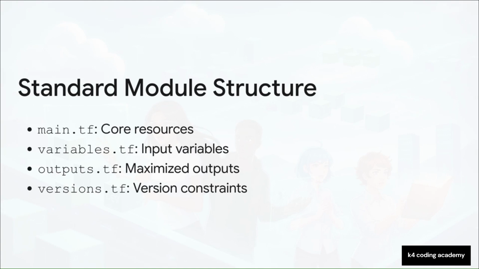Look, every successful module relies on a predictable file structure, so anyone on your team can open it and instantly understand what's going on. Main.tf is for your core resources, variables.tf is for your inputs, and please, for the love of all things cloud, always use clear types and sensible defaults. Outputs.tf should maximize outputs for downstream modules. And finally, versions.tf is where you lock in your minimal Terraform and provider versions to avoid those nasty, unexpected deployment surprises.